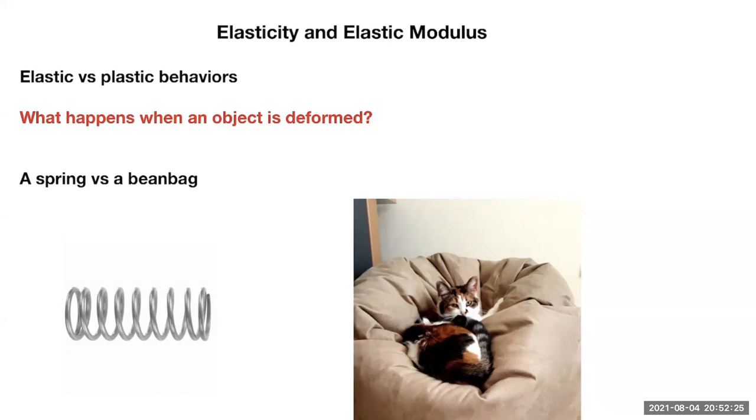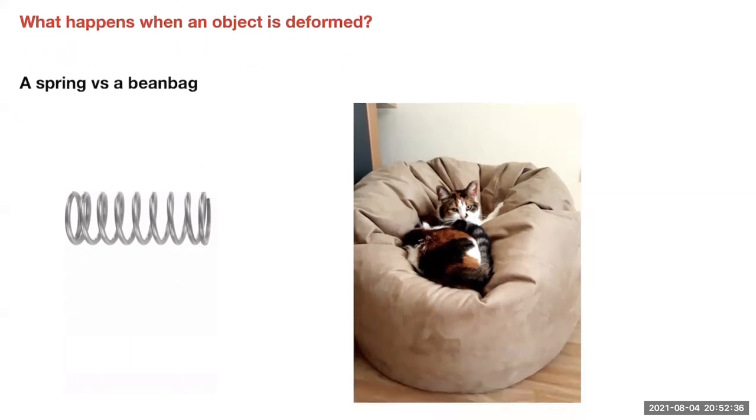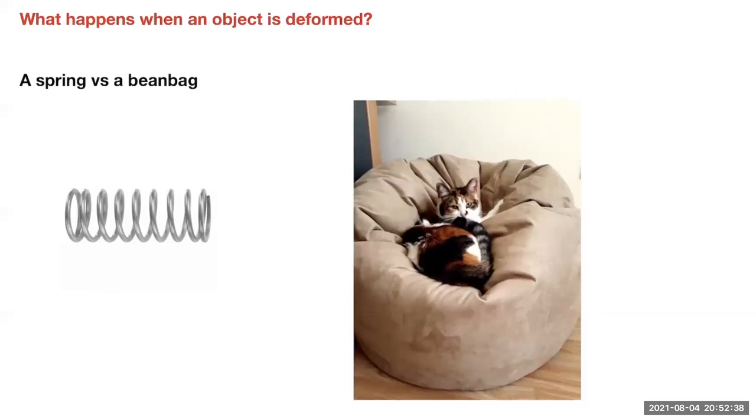In some cases, the system will try to get back to its original form. In some cases, the deformation stays permanent. For example, if you look at these two cases, a spring versus a beanbag, you can see clearly that the behavior is going to be very different if I apply a force on each one of them and then I remove that force. For the case of the spring, if you stretch it, the spring gets longer, and if you compress it, the spring gets shorter. Either way, it's a deformation.